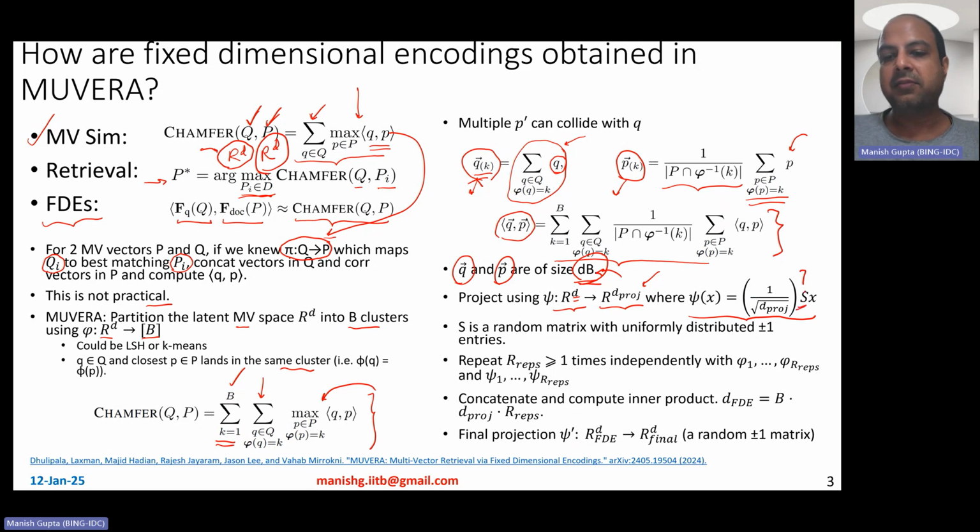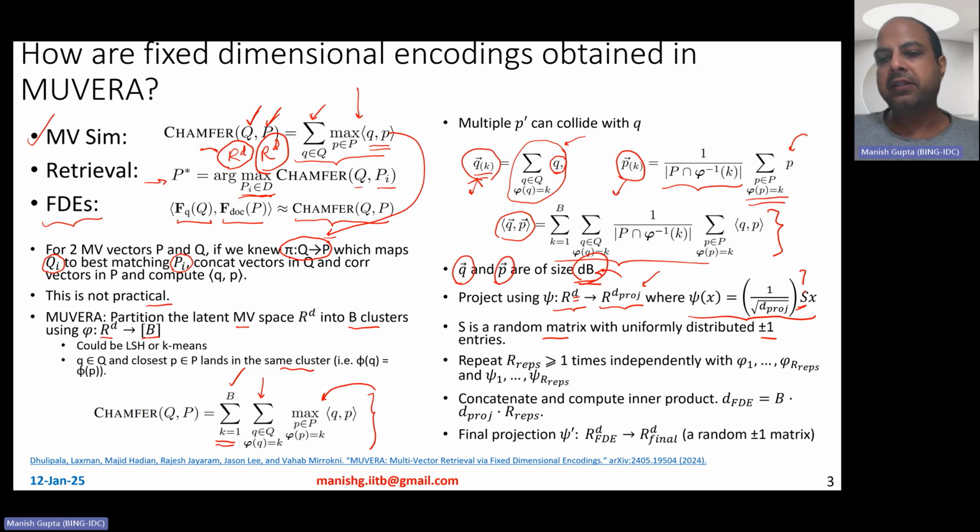S is a very simple thing. S is just a random matrix filled with ones or minus ones, uniformly distributed with plus or minus one entries. That's all S is about. It's not like weights, so it's not trained or updated. It's basically just a random matrix.